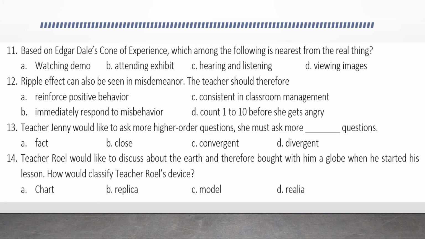Number 11. Based on Edgar Dale's cone of experience, which among the following is nearest from the real thing? So asa ko no aning upat ang duol sa tinuod ba nga murag naka-experience ka. Letter A, watching a demo. Makakita ka giunsa. B, attending exhibit, tanaw na ka. Ipang display na diha. That's attending exhibit. C, hearing and listening, naminaw ra ka. D, viewing images, tanaw ra kag picture.